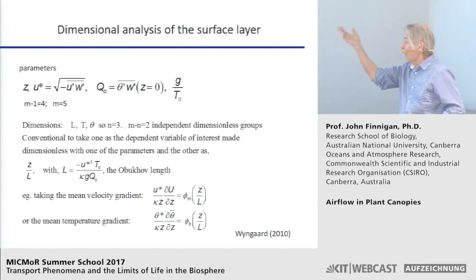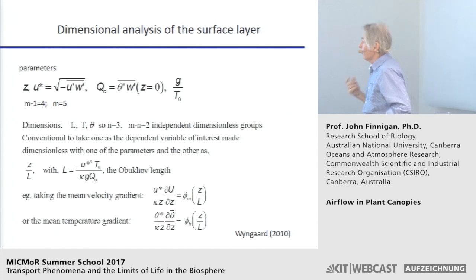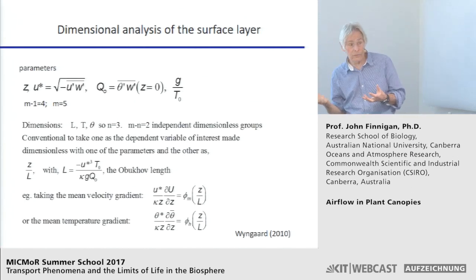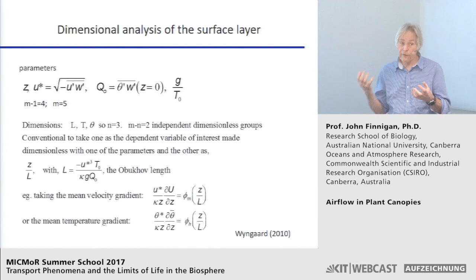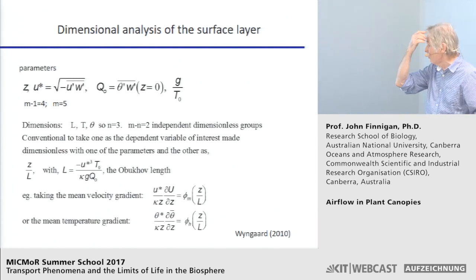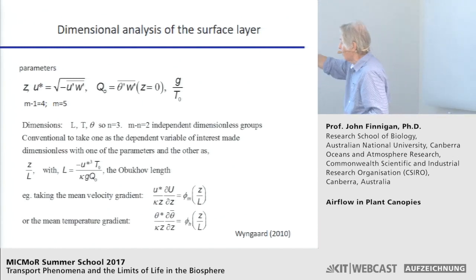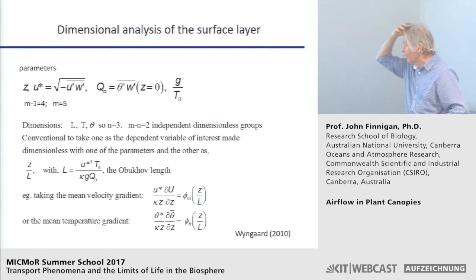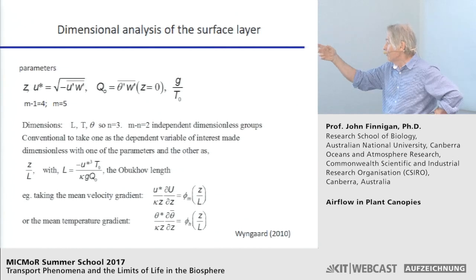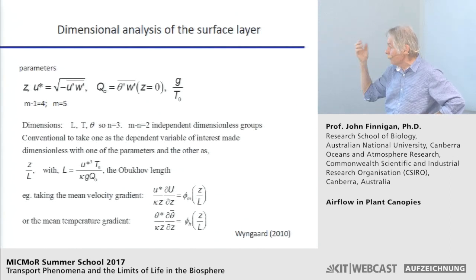4 parameters, m-1 is 4, so m is 5. There are 3 dimensions: length, time, and temperature. So n is 3. That means there are 2 independent dimensionless groups you can form. It's conventional to take one of these groups as the thing you're interested in and make it dimensionless with the parameters. So let's assume we're interested in the velocity gradient, du by dz. We make the velocity gradient dimensionless with u star and z. Then the other dimensionless group is conventionally taken as z upon L.